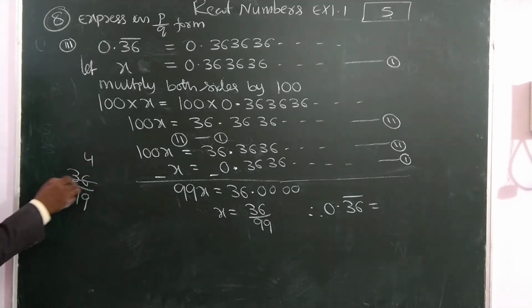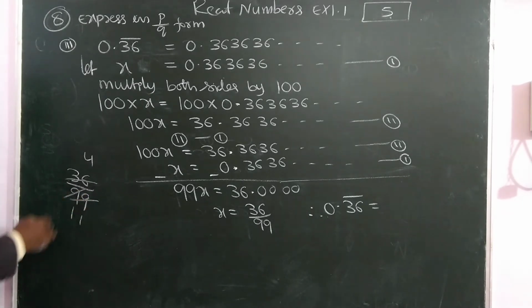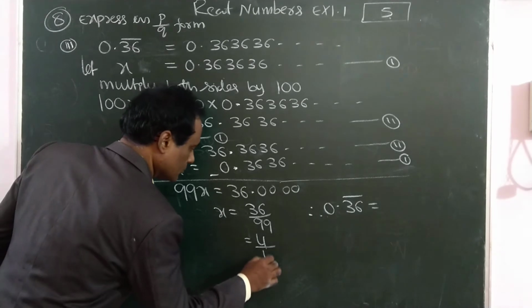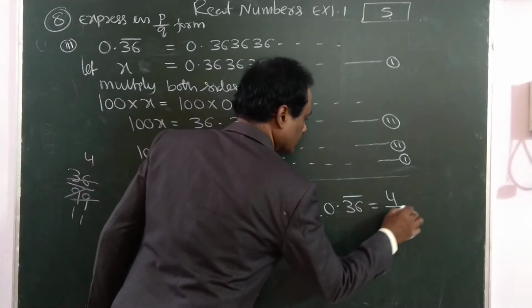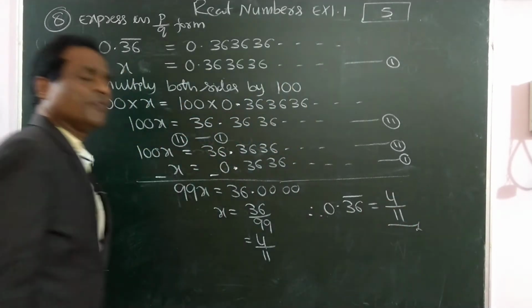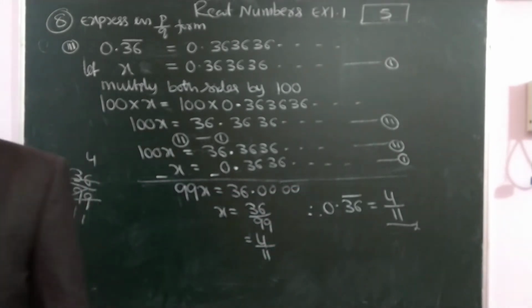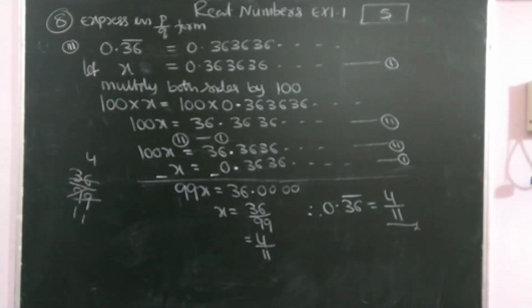9 4s are 36, 9 11s are 99, so it is 4 by 11. We always keep the fraction in the simplest form, so we cancel with the 9 table. 9 4s are 36, 9 11s are 99. 4 by 11 is the answer.